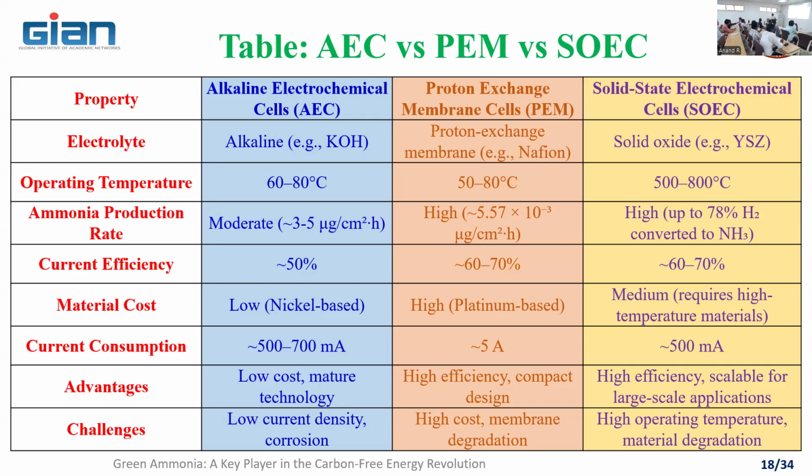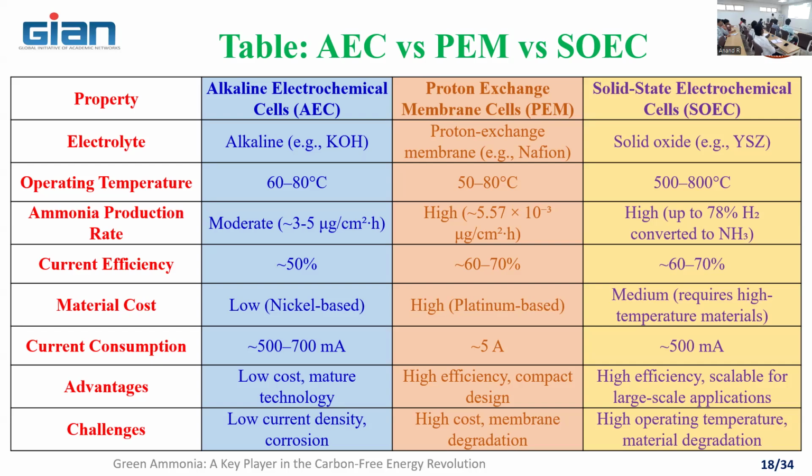The operating temperature for the alkaline is 60 to 80 degrees. Here it is 50 to 80. The operating temperature plays a major role, because during the reaction there is a possibility of water formation, as in the fuel cell. Here also we are providing some amount of energy, a high intensity current is passed into the electrodes, so you need to maintain the temperature at 50 to 80. For the solid state, the electrolyte is solid oxide, zirconium based. The temperature of the solid state is 500 to 800 degrees centigrade.